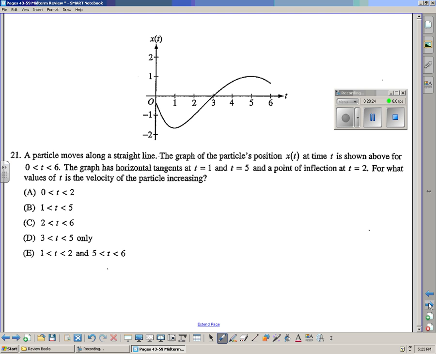All right, 21. A particle moves along a straight line. The graph of the particle's position at time t is shown above for 0 to 6. The graph has horizontal tangents at t equals 1 and t equals 5 and a point of inflection at t equals 2. For what values is the velocity increasing?